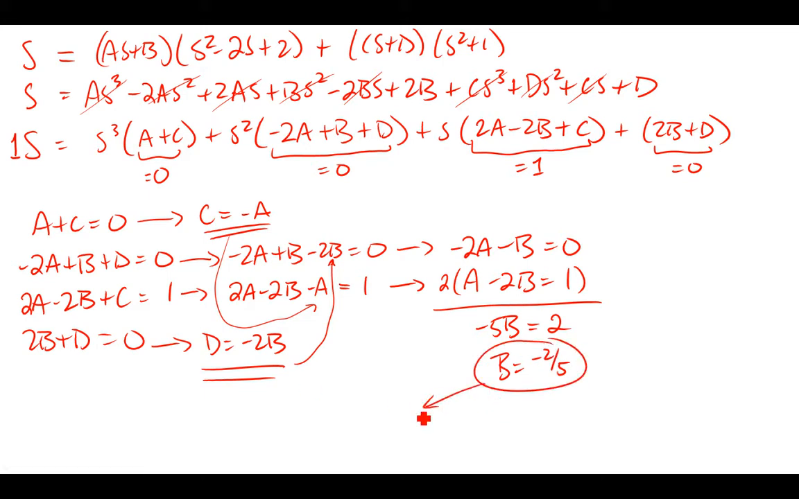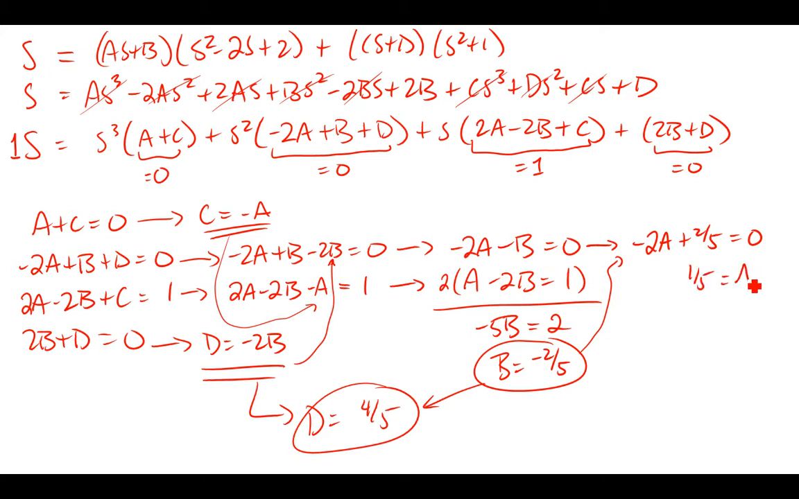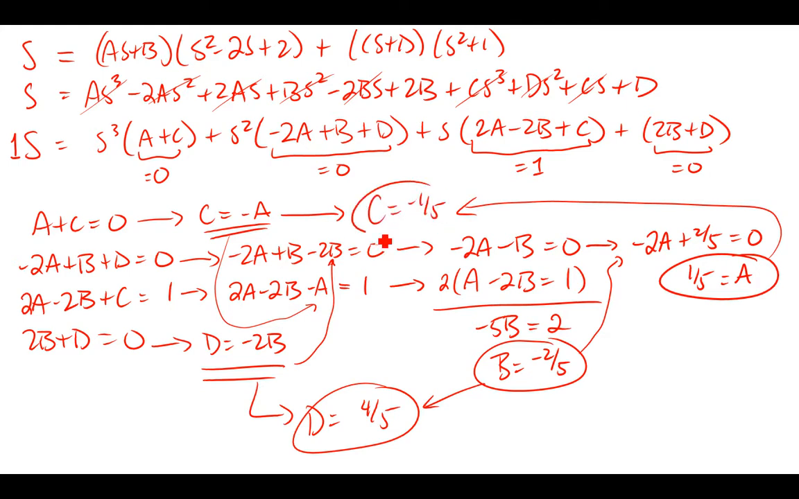That, of course, tells me also now D is 4/5. Right, if B is negative 2/5. Let's see, I can use B to also tell me about A. So this would say negative 2A plus 2/5 equals 0. So I think that means A is 1/5. And then lastly, if A is 1/5, then C is negative 1/5.